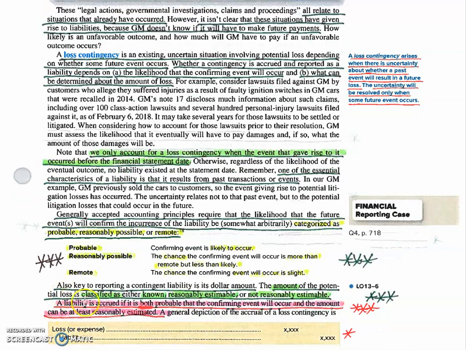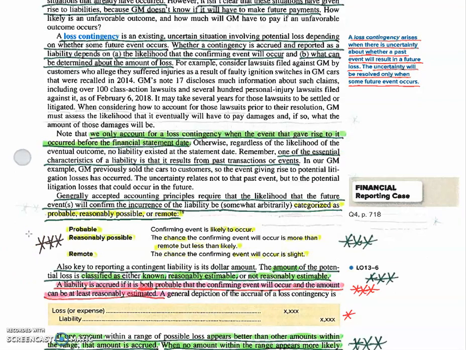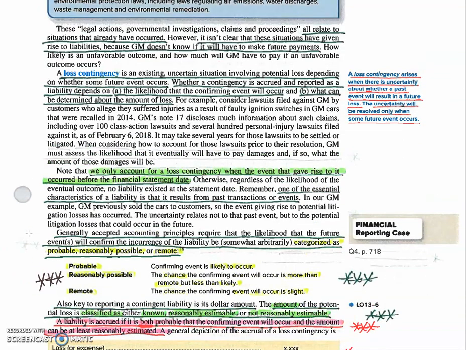And notice down here what I've highlighted in this pink color and underlined in red to make sure it stands out. A liability is accrued if it is both probable that the confirming event will occur and the amount can be at least reasonably estimated. Again, you can see how I've marked this up, but if you have any questions, feel free to call me or send me an email.